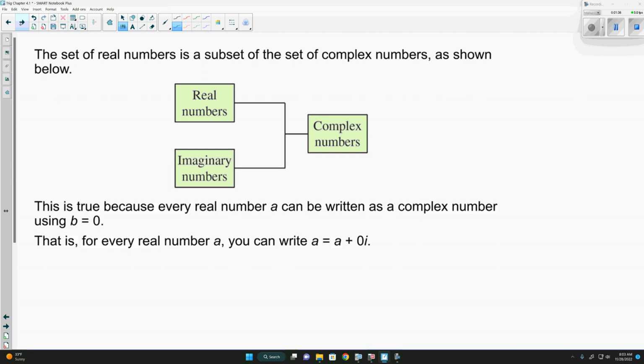This is true because every real number can be written as a complex number. So we have this as part of the fundamental theorem of algebra, that every equation has a complex solution. It's just that the complex solution is 0i. So we can make any number a complex number. It's just that the imaginary part is 0.